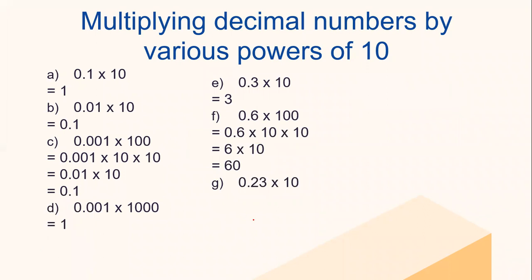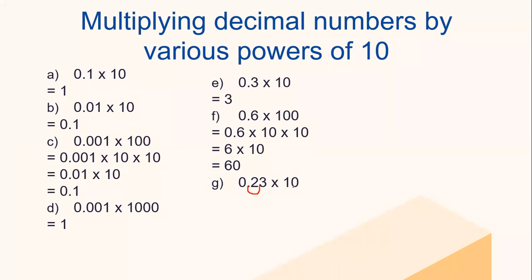Number G. 0.23 times 10. Sir, I think this answer will be 2.3. 2.3. Yeah, one step back.